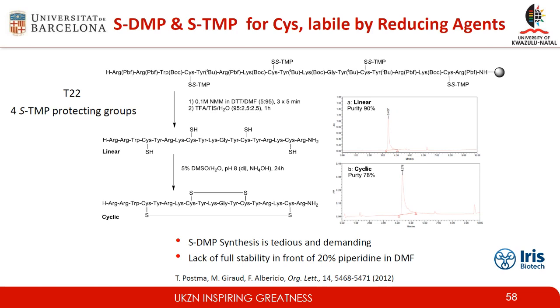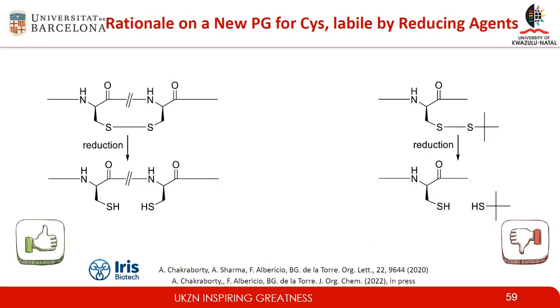But TMP or DMP has problems. The synthesis is tedious and very demanding. The starting products are very expensive, and also we and some of our colleagues realized there is a lack of full stability in front of 20% piperidine in DMF. With this in mind, this was a project led by Beatriz in the laboratory, and she thought, we know that when you have, for instance, a disulfide bridge, it's very easy to reduce.